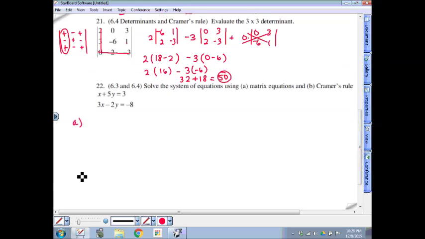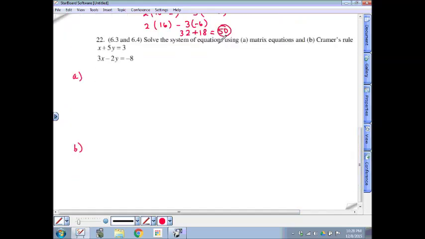Okay, question 22 wants us to solve this using two different methods. So first of all, matrix equations. Right now we have a system of equations. We need to change these into a matrix equation. The first matrix is the matrix containing the coefficients. The second matrix is a matrix containing the variables, and the third matrix is a matrix containing these constants 3 and negative 8. Remember, symbolically we represented this back in section 6.3 as A times X is equal to B.